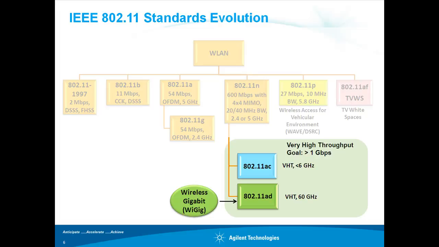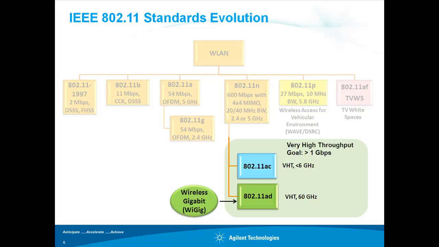Bearing in mind the number of existing devices, backward compatibility with existing standards using the same frequency range is a must. The goal was for the 802.11 series of standards to be backward compatible and for 802.11ac and ad to be compatible at the MAC layer, or medium access control, and differ only in physical layer characteristics.